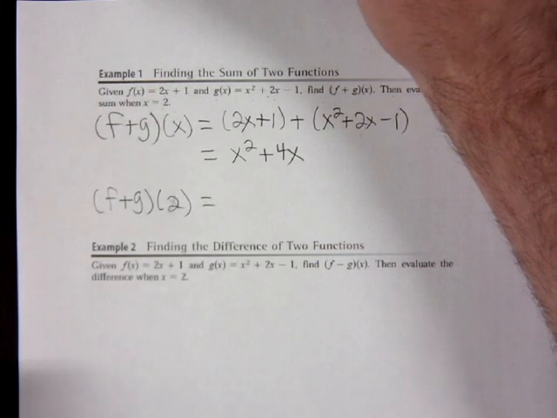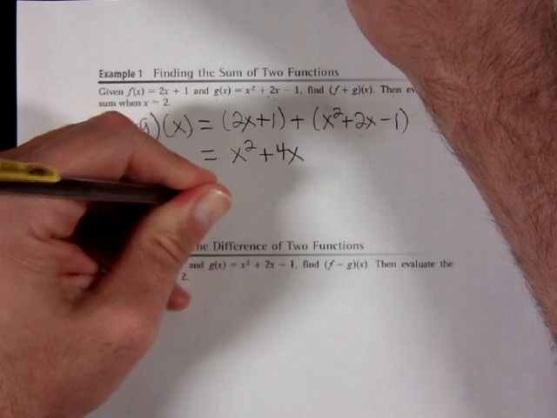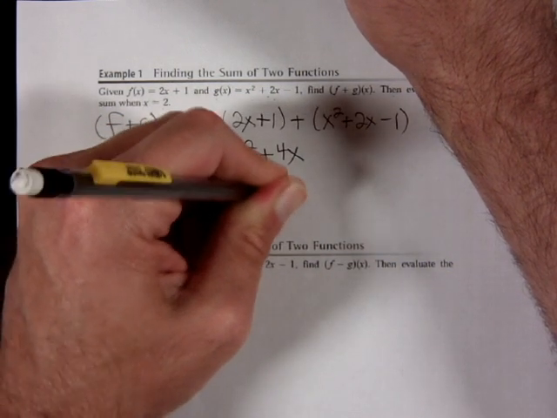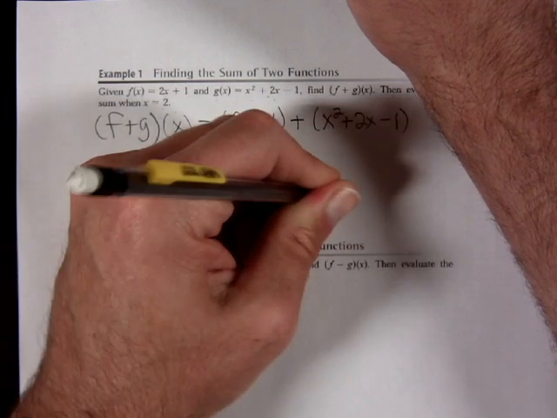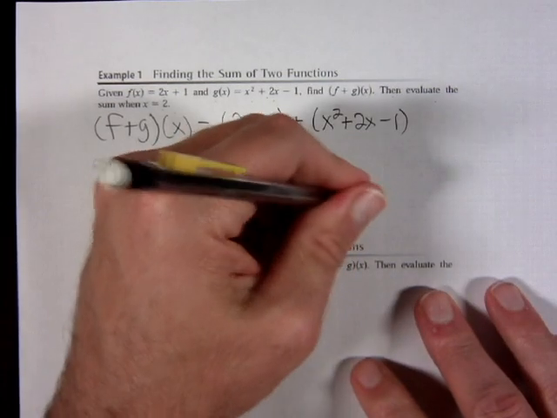And so in the new function, anywhere I see an x, I'm going to put a 2 in its place. And so that's going to be 2 squared plus 4 times 2. So that'd be 4 plus 8, and then that evaluates out to 12.